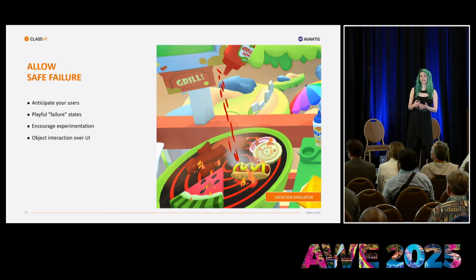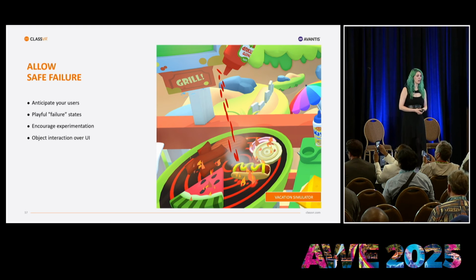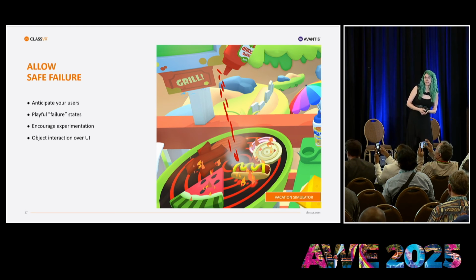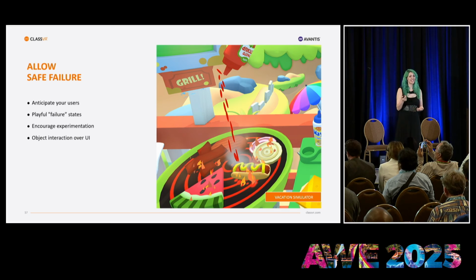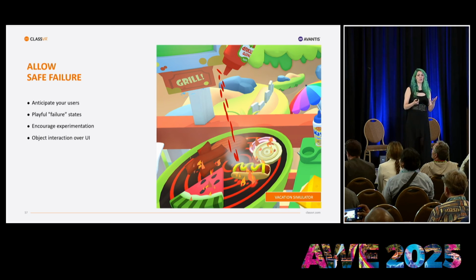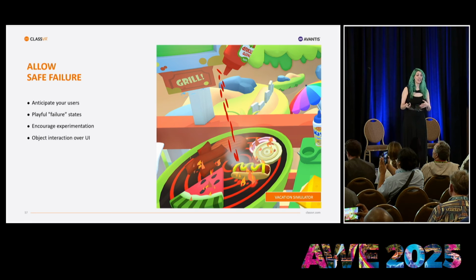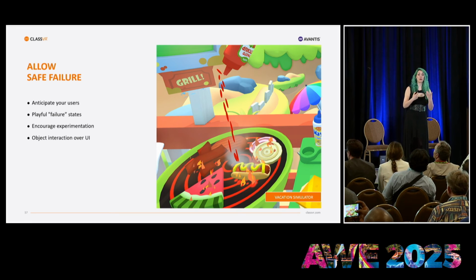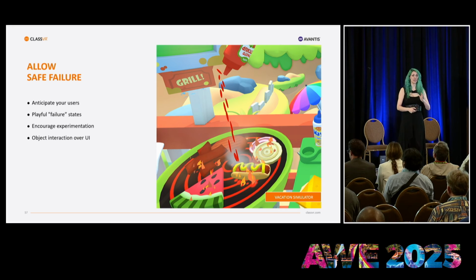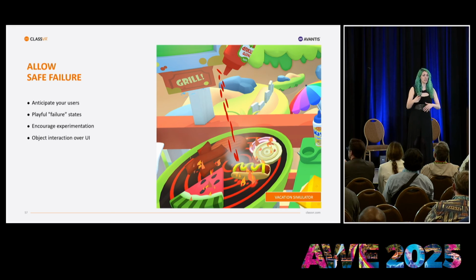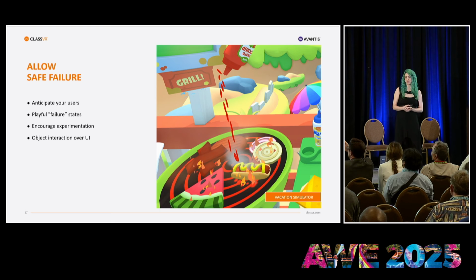The third thing to do is to allow safe failure. So try and anticipate what your users might try and do. Throwing things in VR, people really love doing, particularly kids, and hitting things with sticks. So if you give them something like that, anticipate they might try it. And if you can, try and create a response in the environment that indicates whether that's what they're supposed to do or not. Not a big X on screen that says, you fail, that's wrong, but something fun and playful that encourages them to experiment.